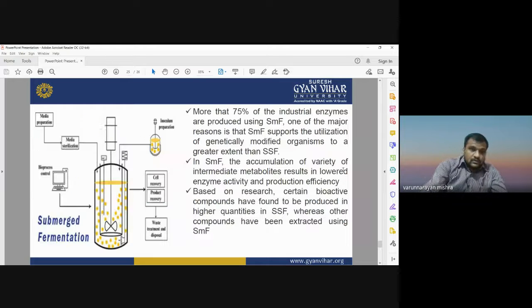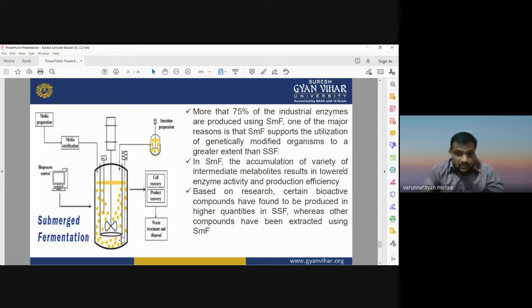So this is the process of submerged fermentation. The entire submerged fermentation process is shown here. It should have a media preparation component, then media sterilization, and bioprocess control can be done by programs or computers. There may be in-column preparation, cell recovery, and product recovery. There may be a component for the waste treatment and the disposal of different solid waste which will be produced during this process.